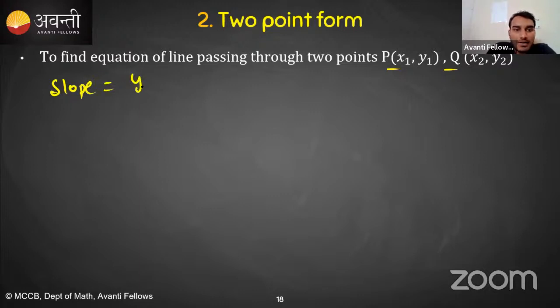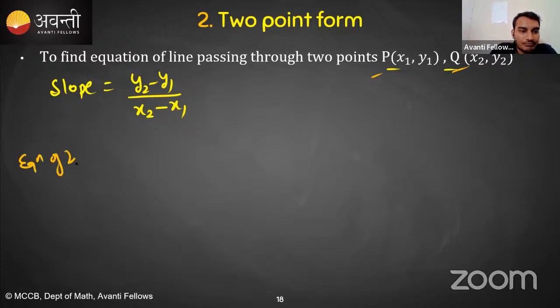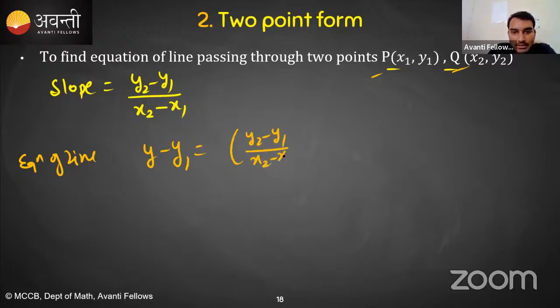Slope of line is y2 minus y1 upon x2 minus x1. This is your slope, right? So now this question is reduced to: the line is passing through a point and we know the slope. So you can use any point, either the P point or the Q point, to write the equation. So you can say that the equation of the line is y minus y1 is equal to the slope, which is y2 minus y1 upon x2 minus x1, into x minus x1.